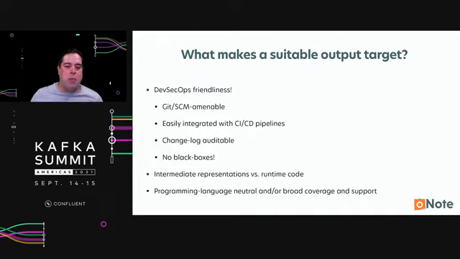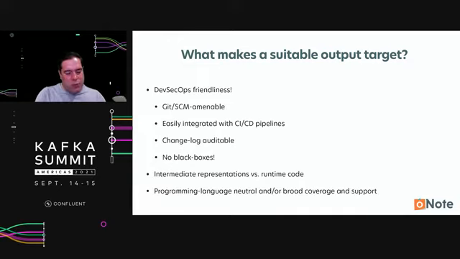It can't be a black box. It can't just live in some database someplace. And I don't know, what's the current state of the thing? I don't know, go check in the database now, right? There's no history of the changes or versions or anything like that. It can't work that way, right? An output target needs to be programming language neutral. We need to be able to reach a lot of different languages and frameworks from one particular output target or set of output targets. So this gets us to the question of intermediate representation versus runtime code.